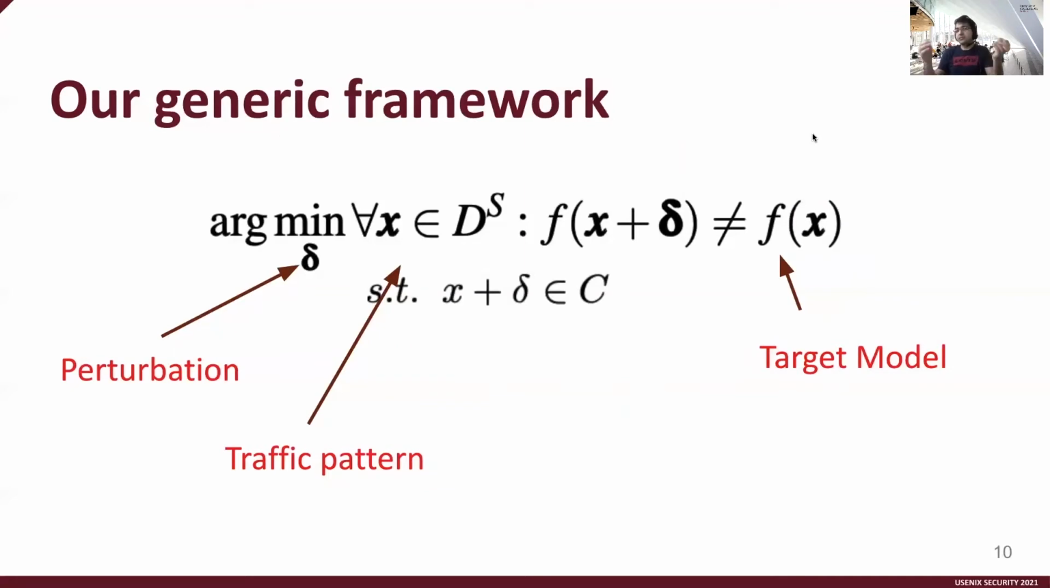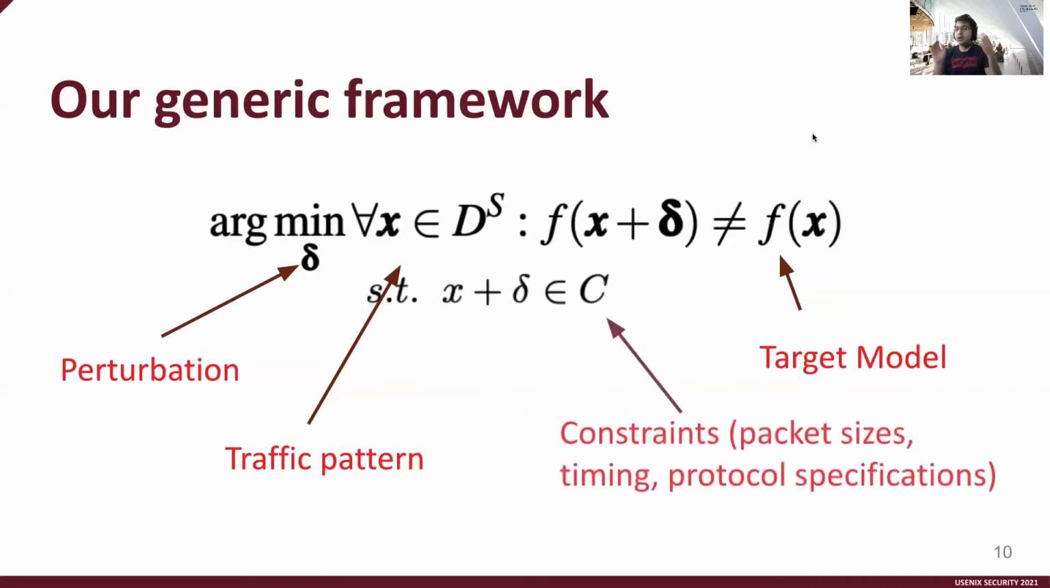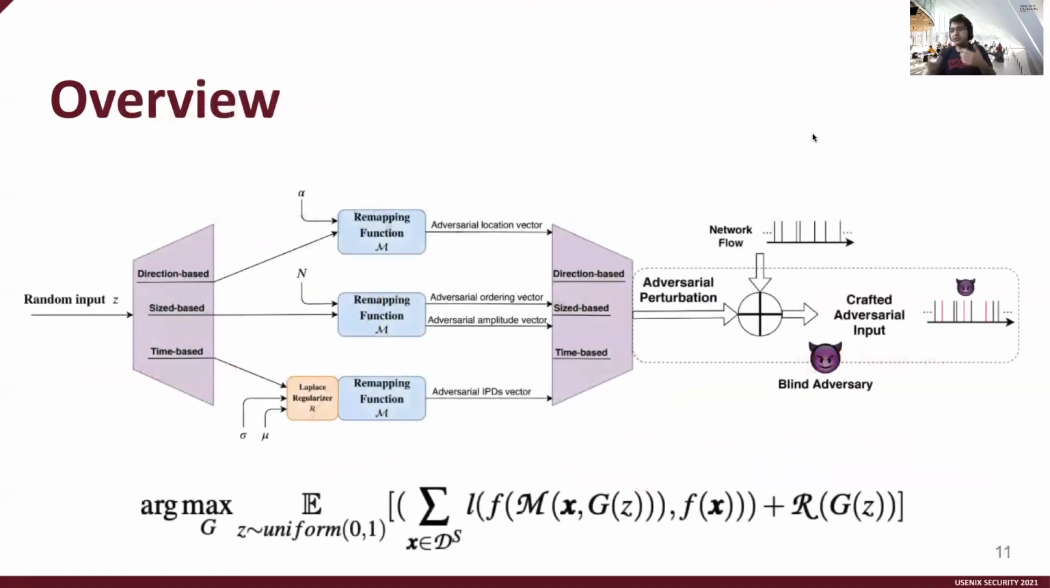And also, by applying this perturbation, the traffic flow shouldn't violate some constraints, which are usually time constraints, could be a dimensionality constraint, or packet sizes, protocol constraints. So we have this general framework which takes care of all of these things. And in reality, when we want to actually implement this, we will use a neural network to generate such perturbations.